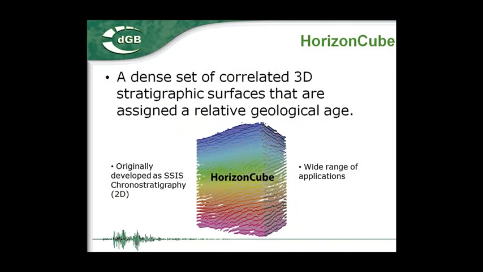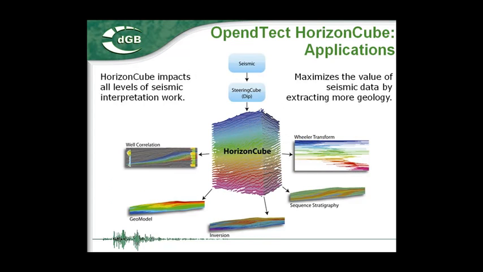So the HorizonCube is a dense set of correlated stratigraphic surfaces, three-dimensional surfaces that are assigned a relative geologic age, and you can use this as input for a wide range of applications. This was originally developed as a part of the plugin for the sequence stratigraphy. This was the chronostratigraphy application, but now it is fully 3D, and we've realized that it can be applied in so many other places, so we've separated it out into its own plugin, and the sequence stratigraphy can be added on as a secondary plugin to this later on.